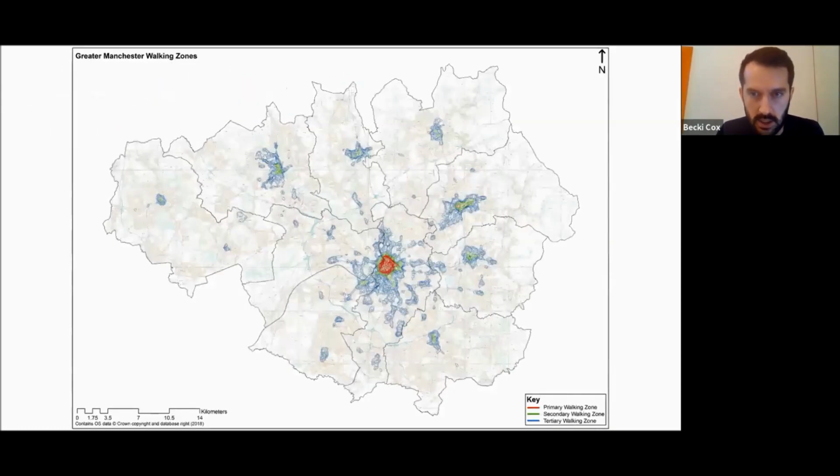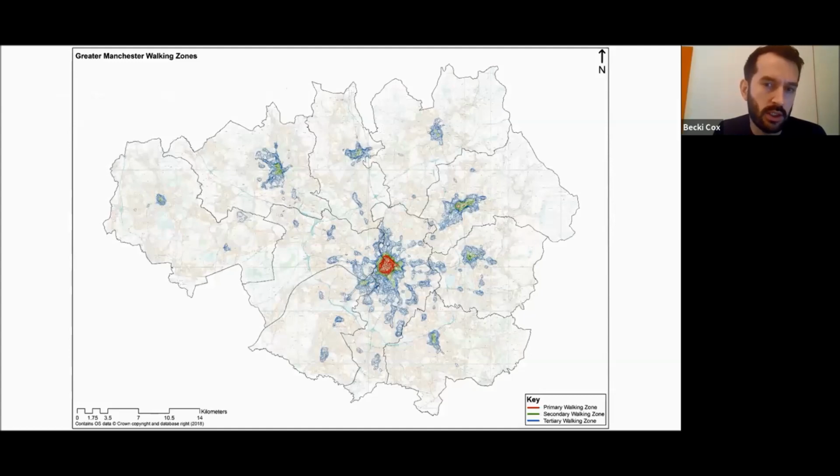So you should be able to see Greater Manchester here. These are the walking zones identified using the walkability analysis. And here what we want to do is pull out the areas which have the highest potential pedestrian activity.